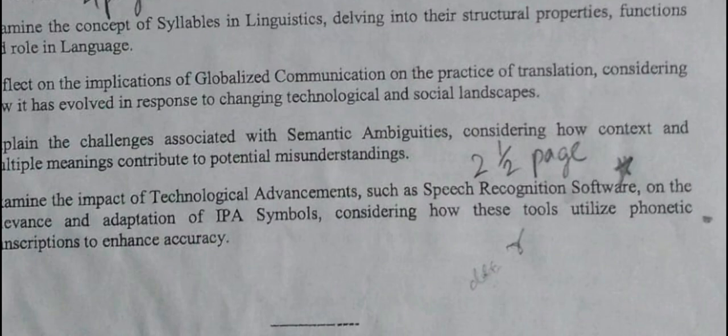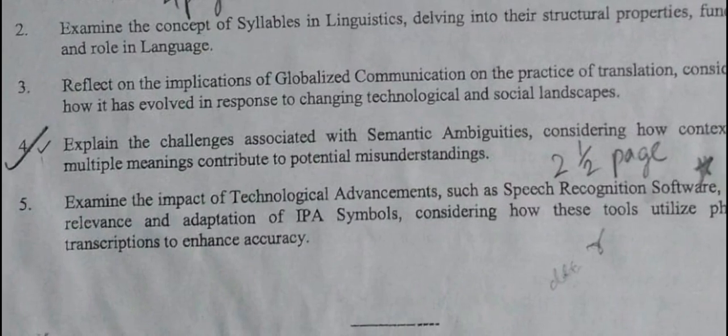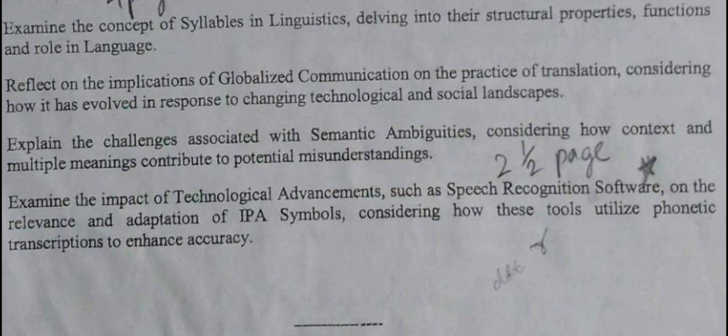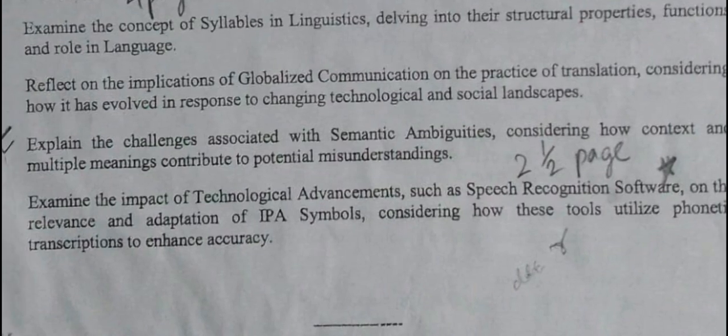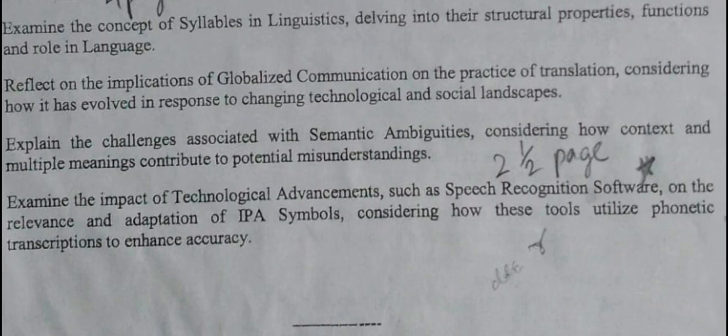And then the practice of translation, considering how it has evolved in response to changing technological and social landscapes. So it is a very interesting question. And technologically, how language changes, and the social landscape. Yes, socially now we are familiar with other languages also, right? And then that is converted into English. So that's what we are going to discuss in the class. And then the next question is, explain the challenges associated with semantic ambiguity.